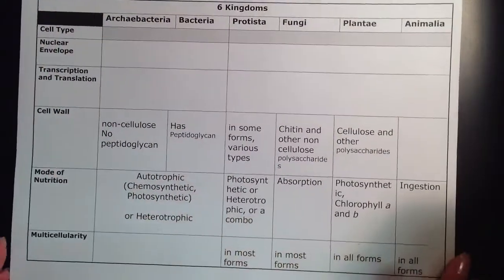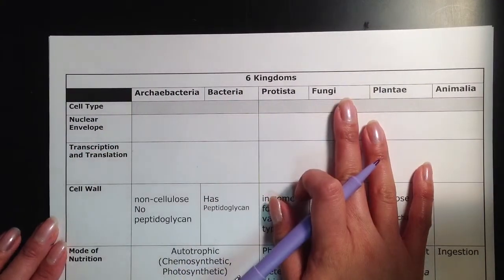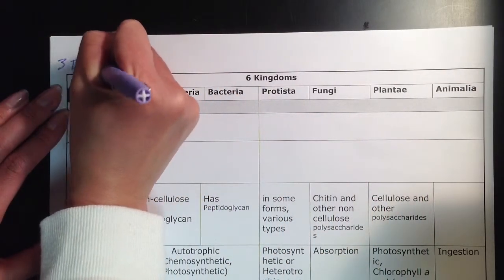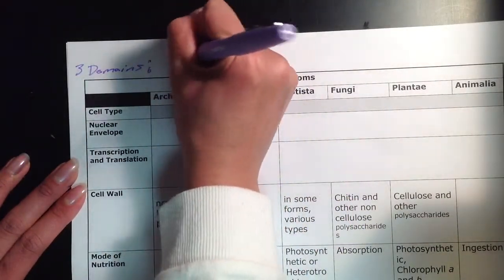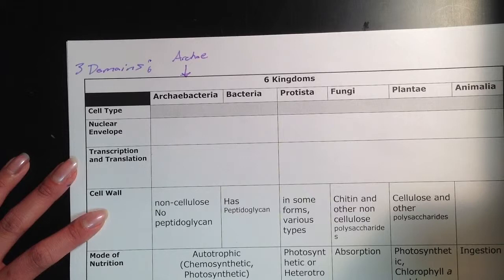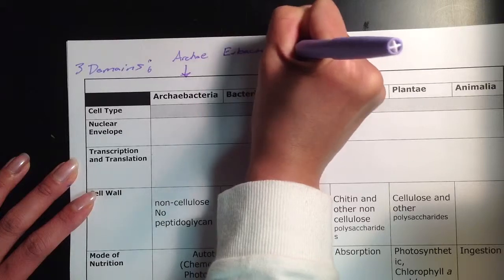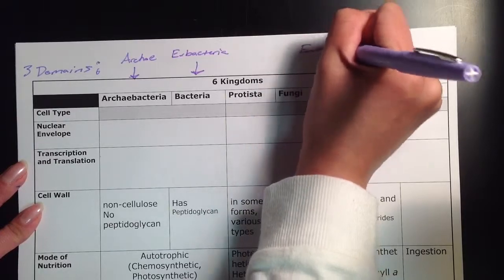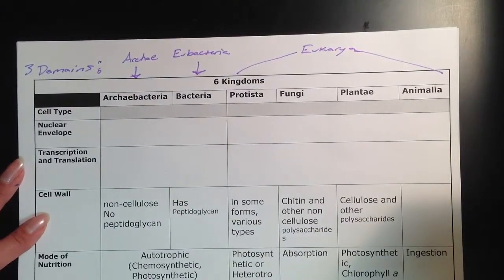Other information, we want to very quickly move through the rest of this chart here. Here we have the description of the 6 kingdoms, and again, you just want to keep in mind that we also have 3 domains related to these kingdoms. Archaea is going to be related to kingdom Archaebacteria. Our eubacteria is related to our bacteria kingdom. And then our eukarya is going to be related to the rest: protists, fungi, plants, and animals.